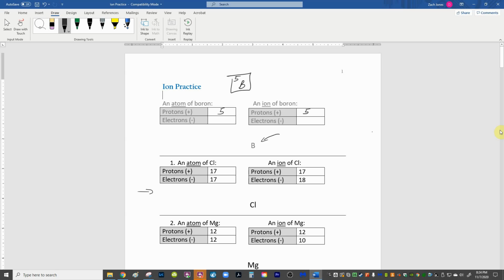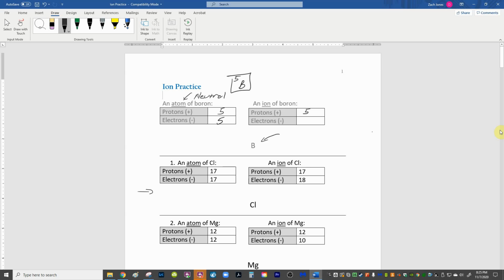Now, how many electrons does a neutral atom of boron have? You've got to remember, atoms are neutral. Ions are not. Well, because it's neutral, it will also have 5 electrons. It has to be balanced. You see how an atom of chlorine has the same number, and the atom of magnesium has the same number of protons and electrons? That always has to be true when it's an atom. But when it's an ion, it doesn't. Look at that imbalance right there.